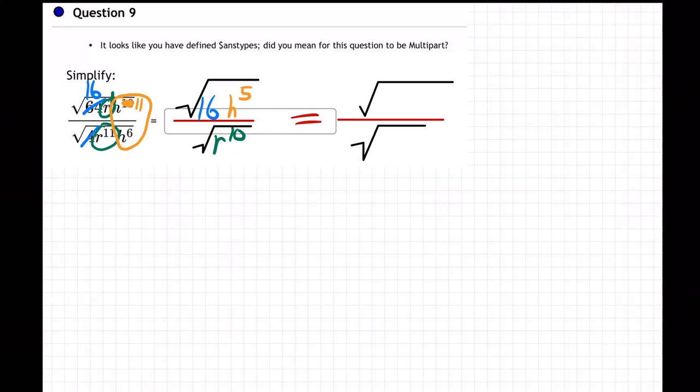Okay. And on the bottom, we've got this r to the 10. On the top, 16. And what do we always do with an odd power? Remember how we handle odd powers? We make it even plus 1 more. Okay, now we can square root everything.